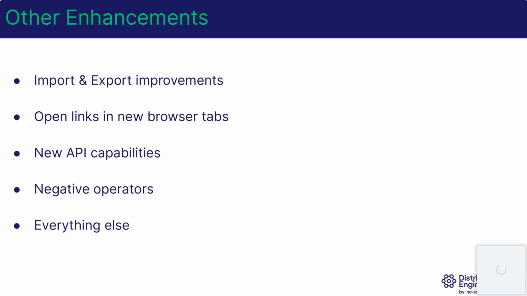Okay, so continuously improving our product is at the heart of all our releases. So in Llama, we tweaked our export and import functionality. We now allow the ability to not bring in team members when exporting to a new org. You can now open links within DE in new browser tabs. We've expanded our API functionality, and you're now able to add negative operators to filters across DE.